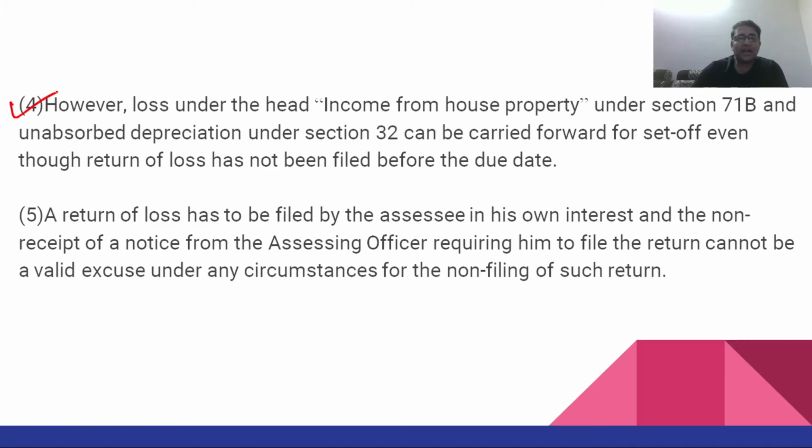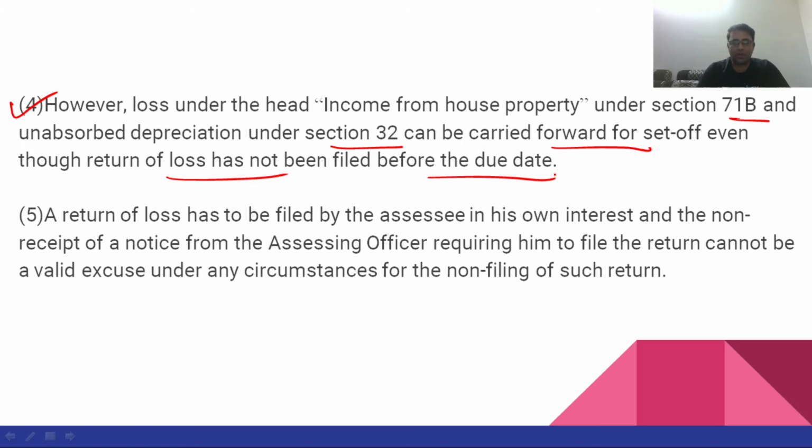However, the loss under the head income from house property under section 71B and unabsorbed depreciation under section 32 can be carried forward for set off even though the loss return has not been filed before the due date. So only if there is any loss under the head income from house property or unabsorbed depreciation, even if you don't file the loss return in time, that can still be carried forward and set off in the next year. Income from house property, you'll have a loss only when you have interest on a loan taken against the property you're claiming, and unabsorbed depreciation arises in income from business or profession where you have depreciation more than the income.